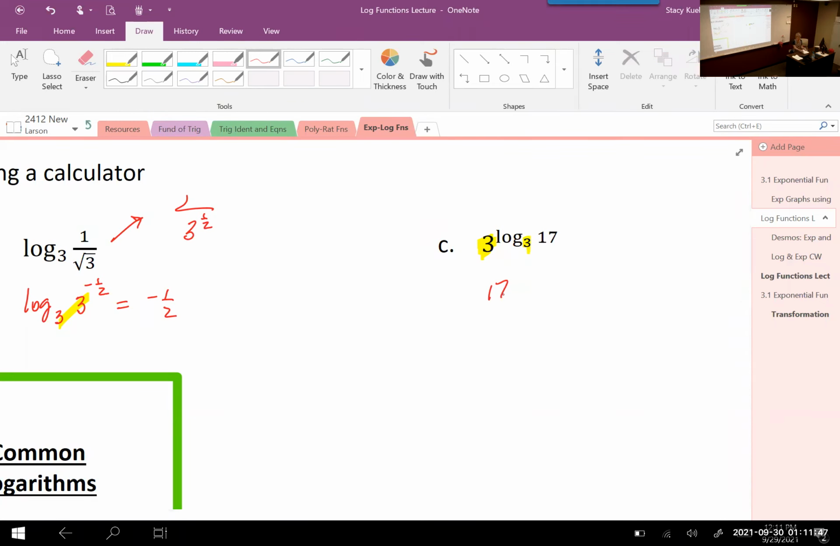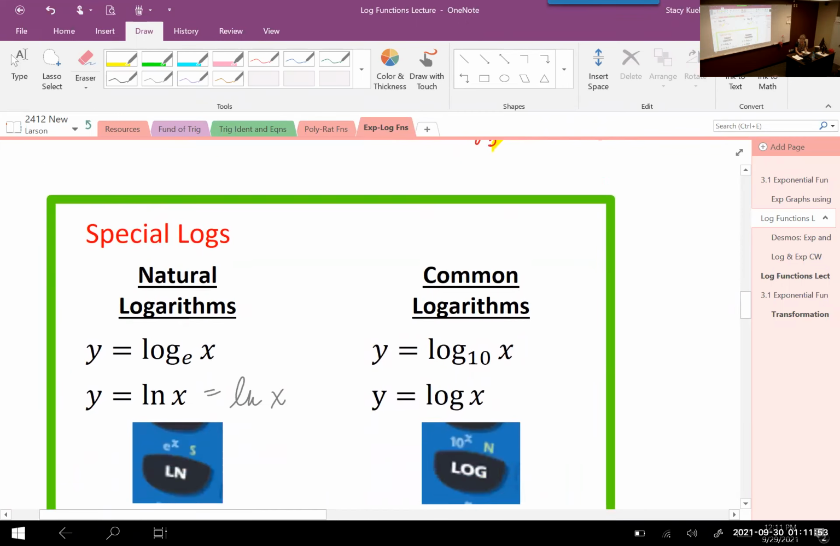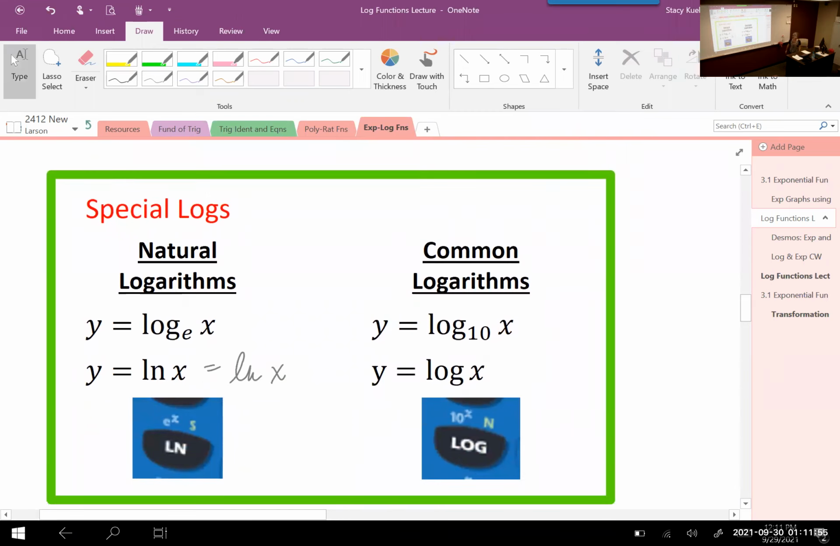Now, those are just any types of bases. But we have two special bases: base 10 and base e. Base e is going to be our natural logs, and we will forever call them natural logs, because they're base e, and we use them almost extensively in calculus.